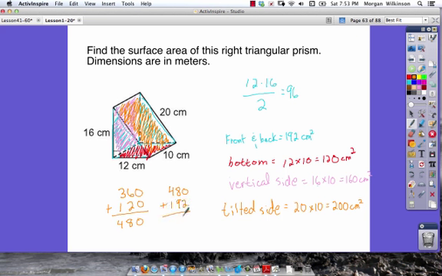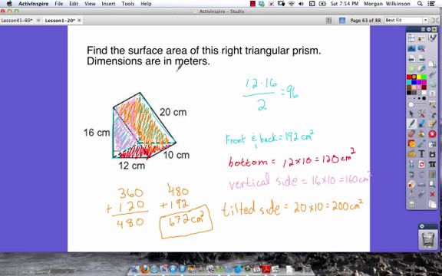2 plus 0 is 2. 9 plus 8 is 17. We're going to carry the 1. And 4 plus 1 is 6. So we get 672. We've got to have our unit of square centimeters, and we figured out what the surface area of this right triangular prism will be.